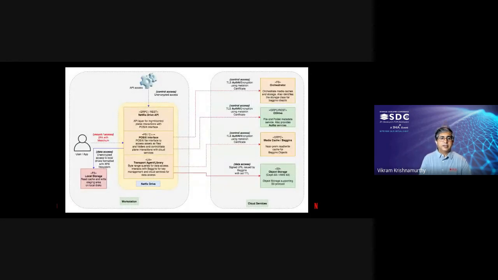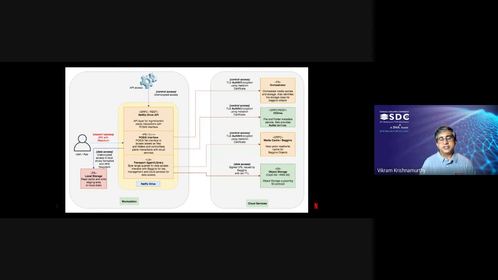Moving on, this gives a different perspective of the same layering. It maps it to various cloud services. So on the left-hand side, you see Netflix Drive as seen on a user's workstation, leveraging the local storage as a staging or caching area. And on the right-hand side are all the cloud services that various layers interact with.